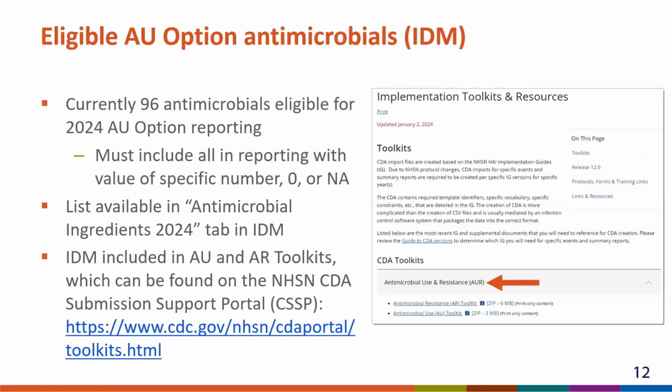So currently there are 96 antimicrobials eligible for 2024 AU option reporting. CDA files that are submitted to NHSN must include all of these antimicrobials with a value of a specific number, 0 or NA, not applicable. There's a list available in the Antimicrobial Ingredients 2024 tab in the IDM that has all of the eligible antimicrobials. The IDM is included in the AU and AR toolkits, which can be found on the NHSN CDA submission support portal, like Amy mentioned, just linked here.